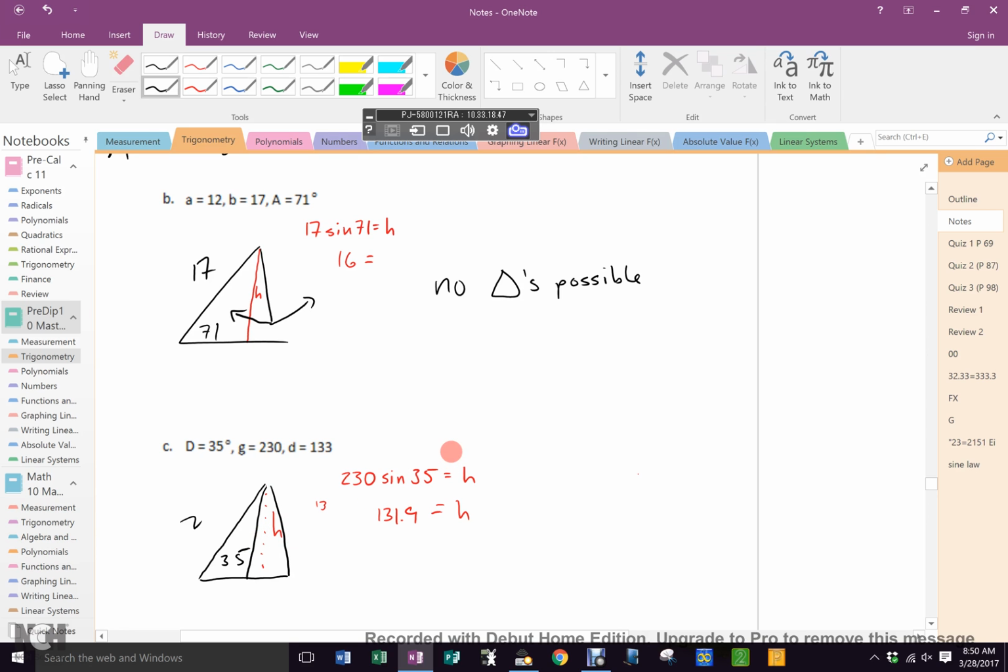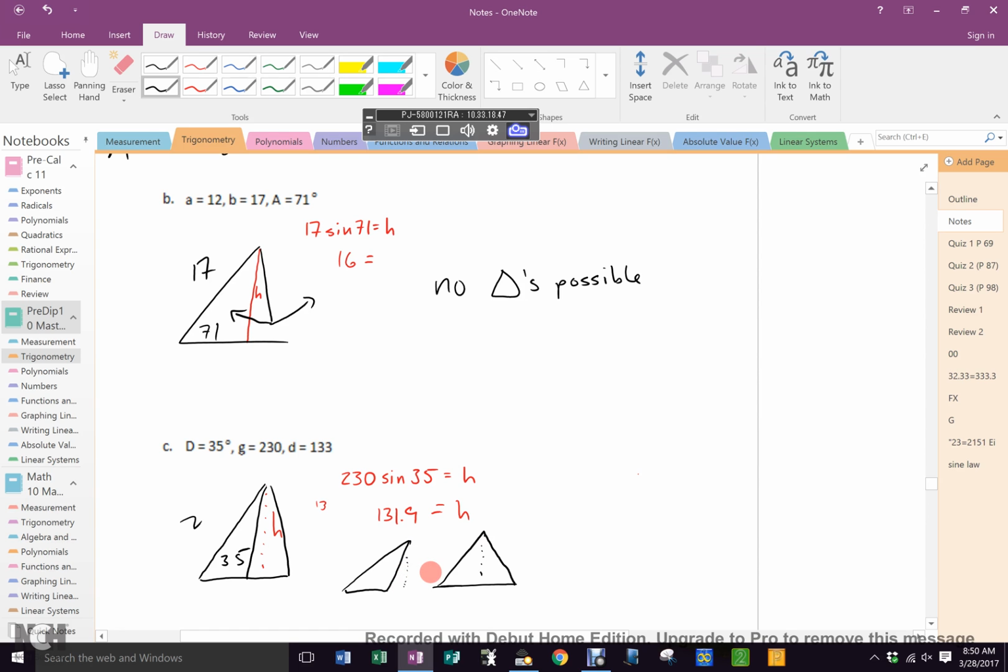So, as Dylan says, because the altitude is 132 and the other side is 133, I could be a little on either side of it. So I'm either making this triangle or I'm making this triangle, with my altitude right there or my altitude right there.